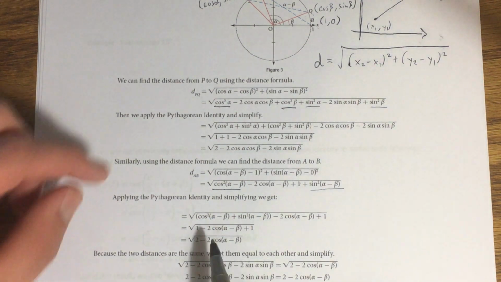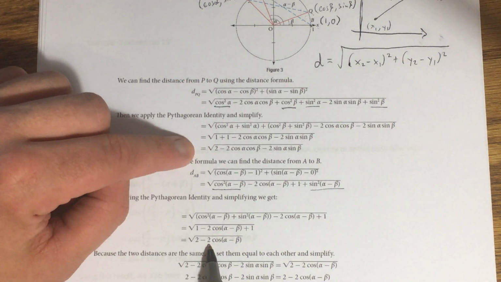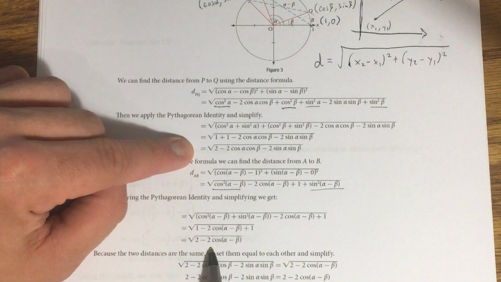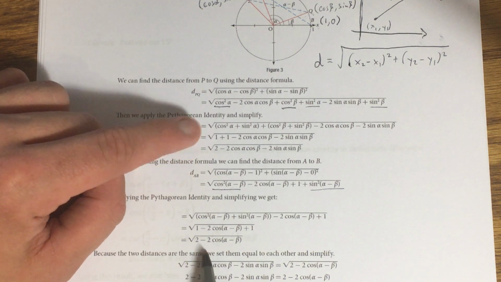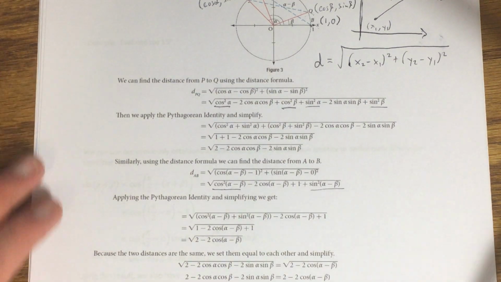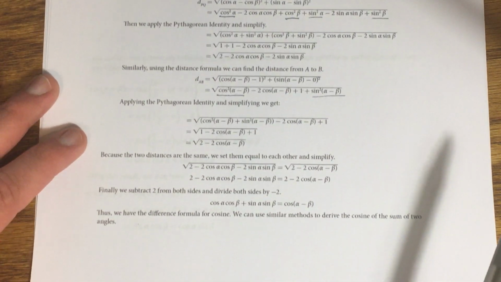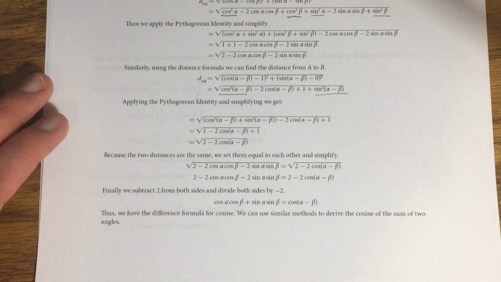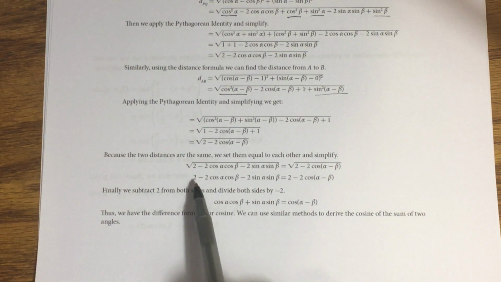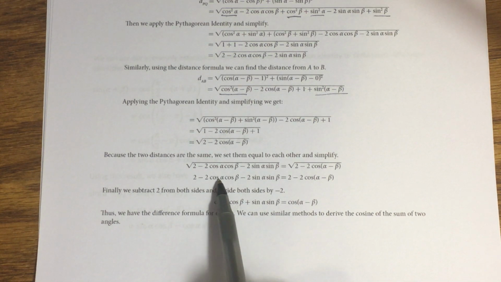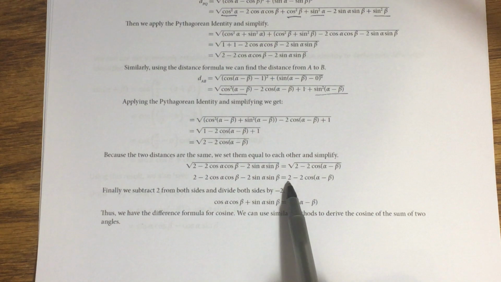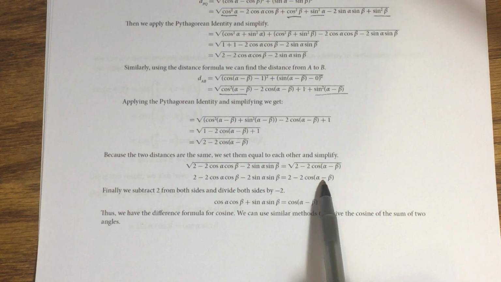And now we have two expressions, one for the distance between points P and Q, one for the distance between points A and B, and based on the argument we started with, those need to be equal to each other because of how they're arranged in this unit circle diagram up above. So finally we set those equal to each other, and squaring both sides will get rid of the square roots. So we have 2 minus 2 cosine of alpha cosine of beta minus 2 sine of alpha sine of beta equals 2 minus 2 cosine of alpha minus beta.